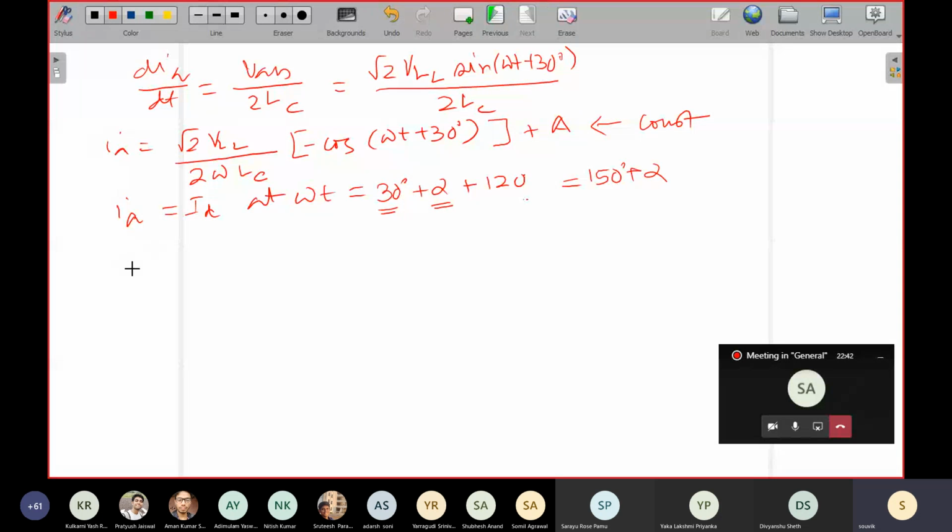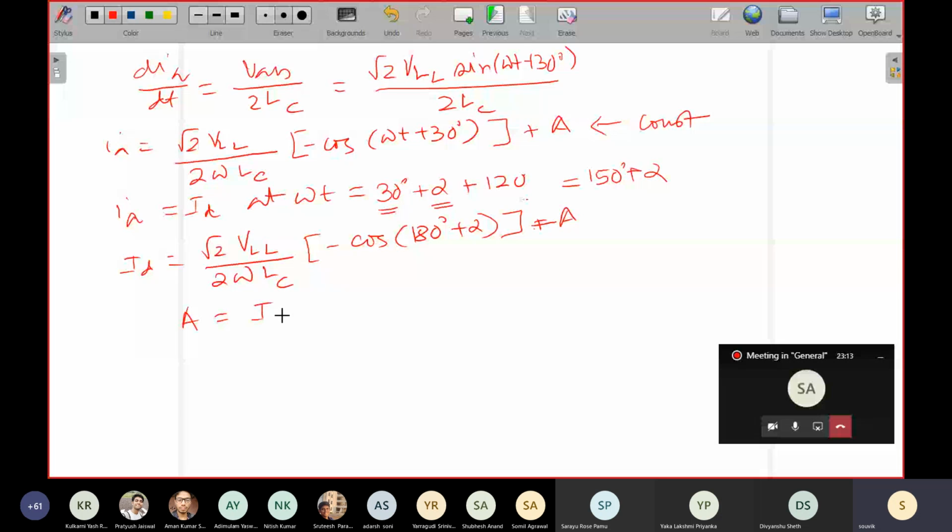So let us put that ID is equal to root 2 VLL by 2 omega LC into minus cos of 180 degrees plus alpha plus A. So what we get is the integrating constant A, which is equal to ID minus root 2 VLL by 2 omega LC into cos of alpha.